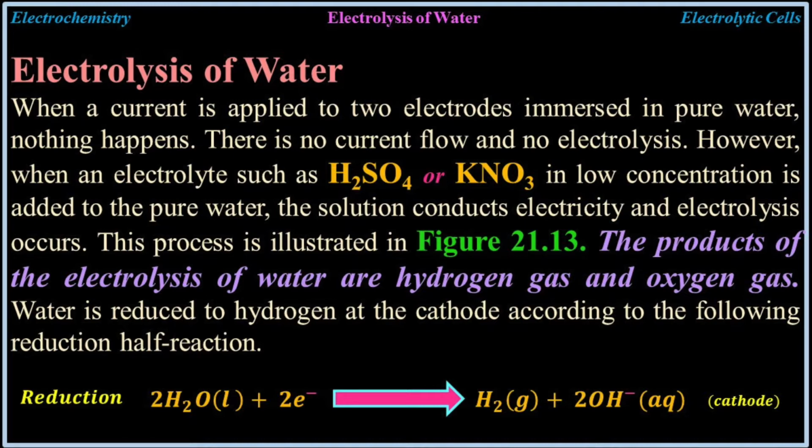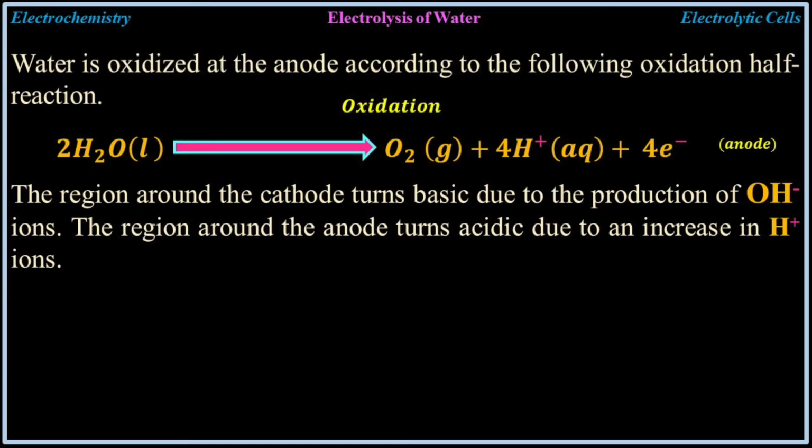Water is reduced to hydrogen at the cathode according to the following reduction half reaction. Reduction: 2 moles of water plus 2 moles of electrons yields 1 mole of hydrogen gas plus 2 moles of the hydroxide ion, and that's at the cathode. Water is oxidized at the anode according to the following oxidation half reaction: 2 moles of liquid water yields 1 mole of oxygen gas plus 4 hydrogen ions plus 4 electrons. That's at the anode. The region around the cathode turns basic due to the production of hydroxide ion. The region around the anode turns acidic due to an increase in the H+ ion.